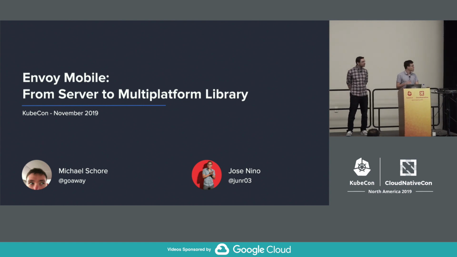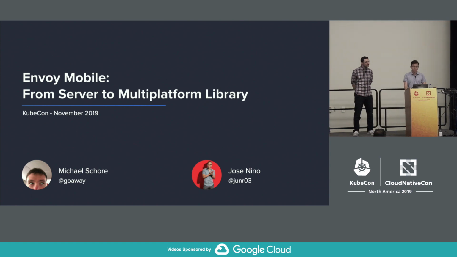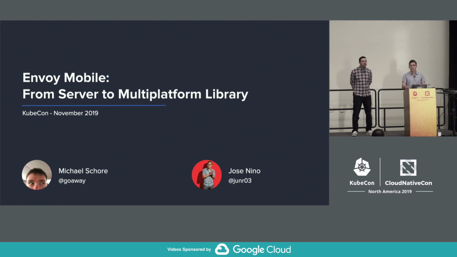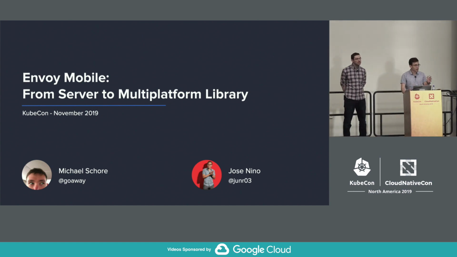In this talk, we want to introduce you to Envoy Mobile, which is a child project of the Envoy ecosystem. And it is building Envoy as a multi-platform mobile networking library. With Envoy Mobile, we want to push the edge of your network topology to include your mobile clients so that these mobile clients become another node in your network, part of the mesh.